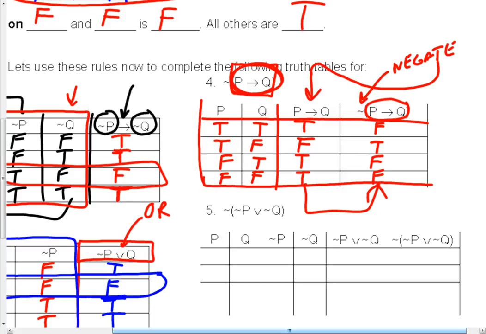Go ahead, you do 5 and 6. Put in the correct ordering: true, true, true, false, false, true, false, false for your first P and Q.